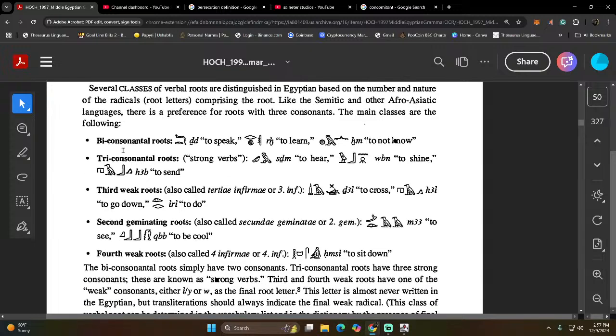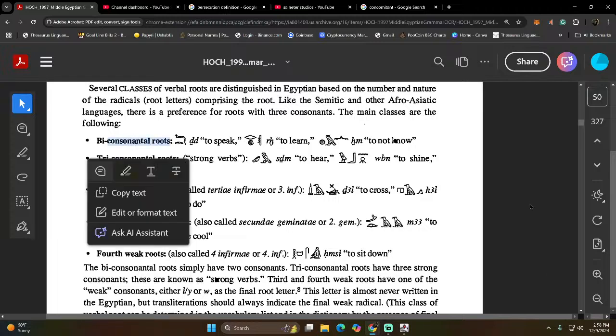It says several classes of the verb roots are distinguished in Egyptian based on the number of natural and radical root letters comprising the root. Like the Semitic and other Afro-Asiatic languages, there is a preference for roots with three consonants. All right, remember that. It says the main classes are as follows.